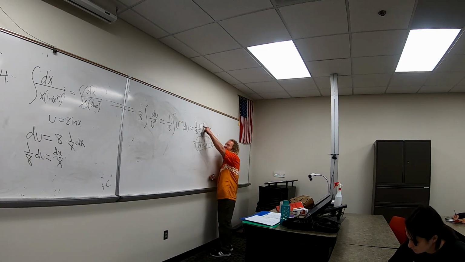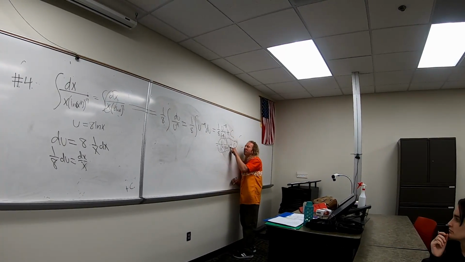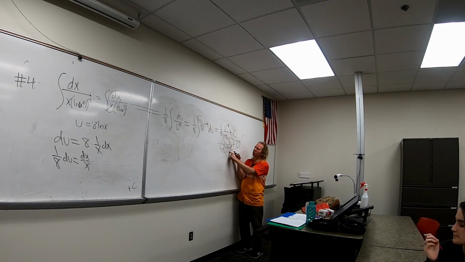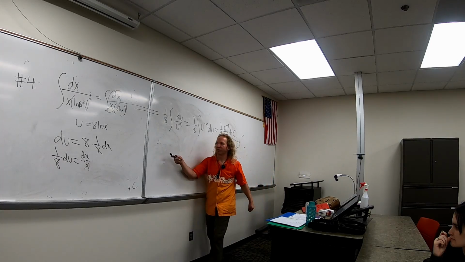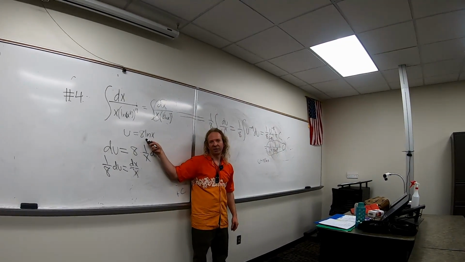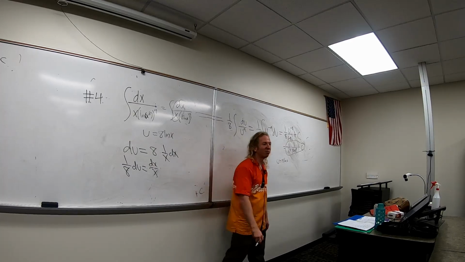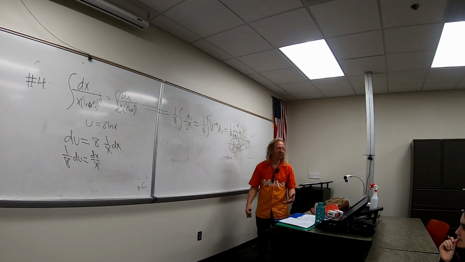So basically, we brought this back down, and the -8 became a positive 8, and then we replaced u with what it was. U was 8 ln x, right? That's over here, right? Crazy problem, right? I'm glad we did it instead of skipping it.